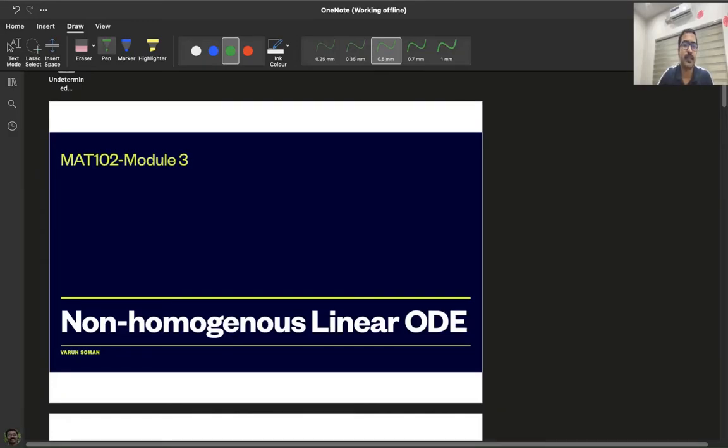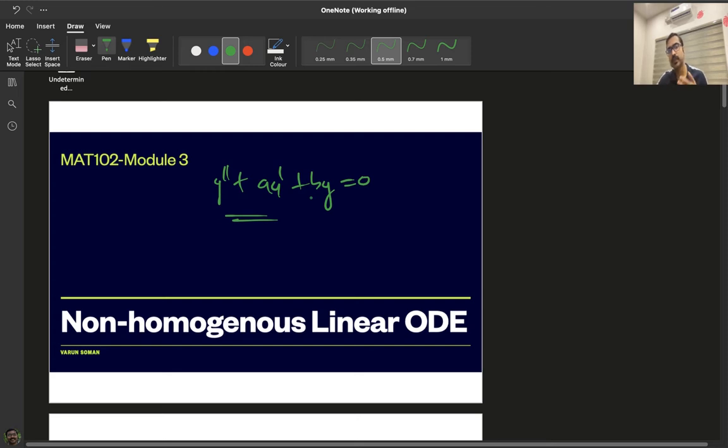Hi, in this session we will be discussing the solution of non-homogeneous linear ODE. We have already discussed the solution of homogeneous linear ODE. I hope you remember that. So we had discussed the solution of y double dash plus a y dash plus b y is equal to 0. So solution of this type.